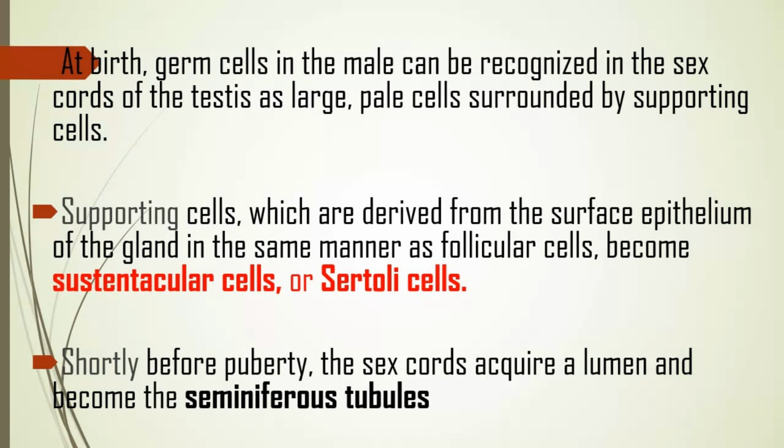the testes as large pale cells surrounded by supporting cells. Supporting cells that support the germ cells of the testes are known as the sustentacular cells or the Sertoli cells. Shortly before puberty, the sex cords acquire a lumen and become the seminiferous tubules.